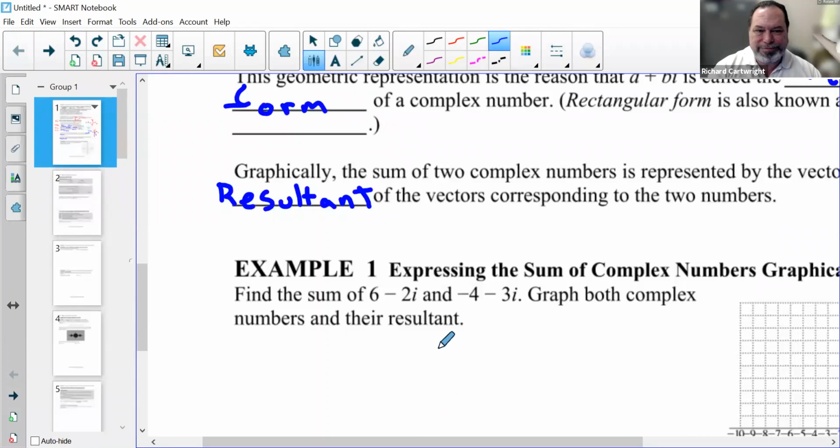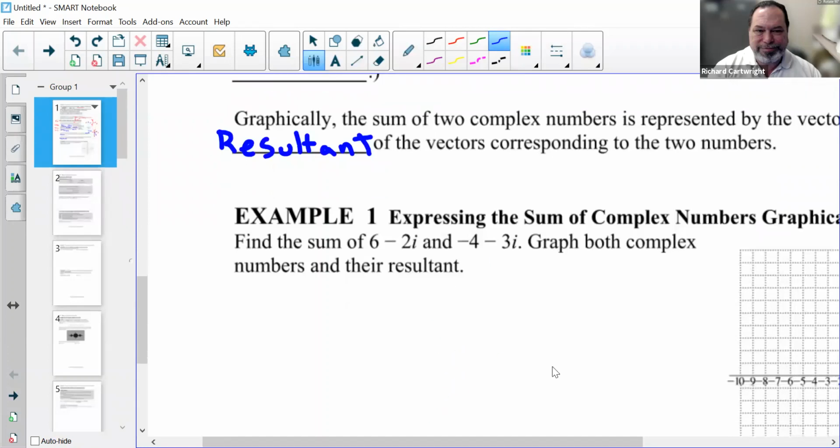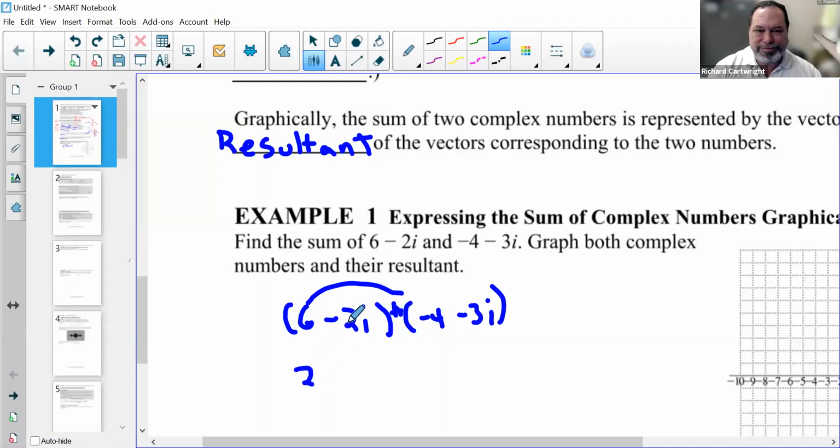Now, expressing the sum of complex numbers. So we're going to take two complex numbers. Now, you already know what it is. Watch. In the old days, when you were little, we had 6 minus 2i and negative 4 minus 3i. And we knew that we had to add. Put a plus in there. So we added the real parts and got 6 minus 4 was 2. Then we added the imaginary parts, and they're both negative, so that's plus minus 5i. So that's just the algebra, okay?